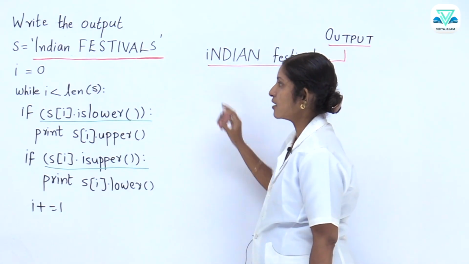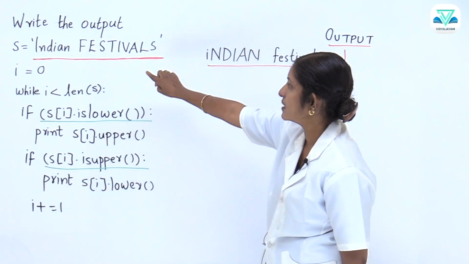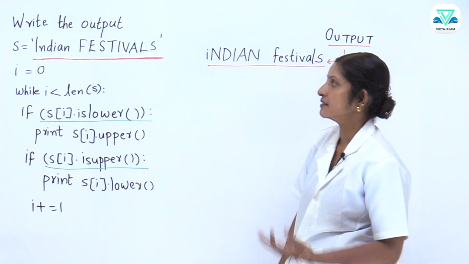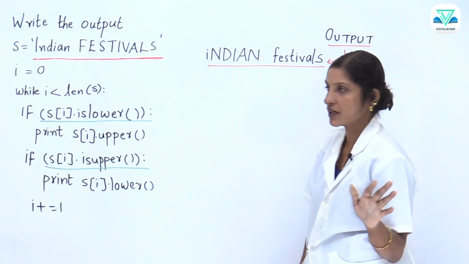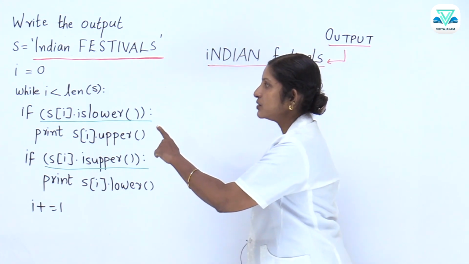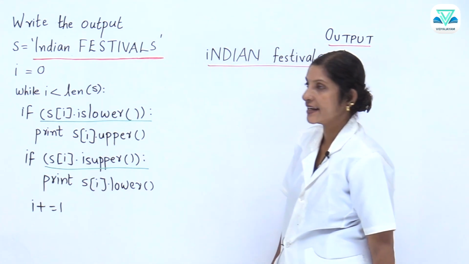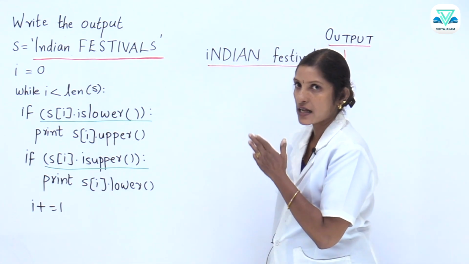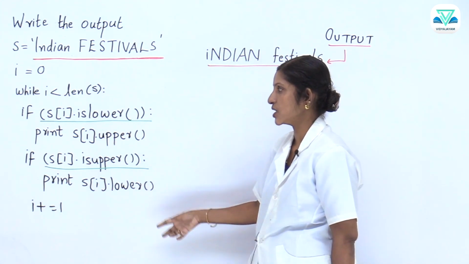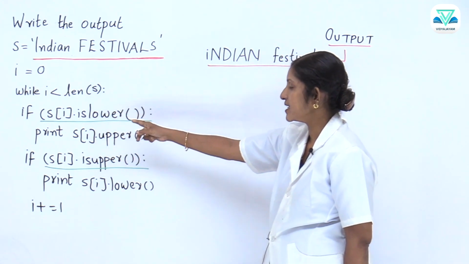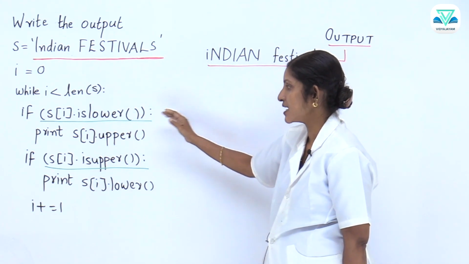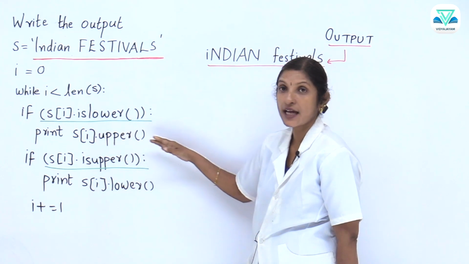Now the next one is an output question. S is equal to "Indian festivals". Here we have capital I and the rest of Indian all in small letters, then festivals fully in capital letters. Now I equal to 0, while I less than len of s. That means till the last index is reached, we are going to apply this particular condition. If s of I dot islower, that is, whether it is in lower case, then we have to print it in upper case.